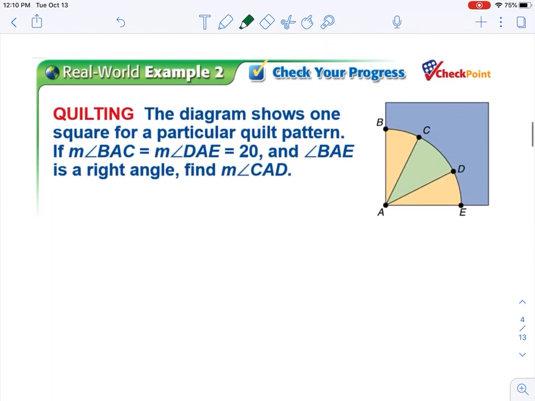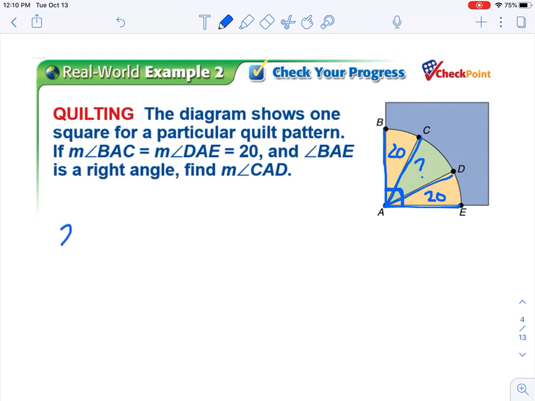Okay, so now another one. The diagram shows one square of a particular quilt pattern. If BAC is equal to DAE, and DAE is 20, we also know BAC is 20. And we know BAE is a right angle, which means it's 90 degrees. We're finding the measure of CAD.